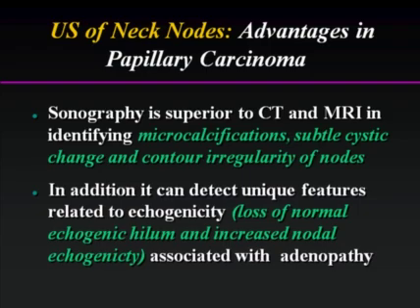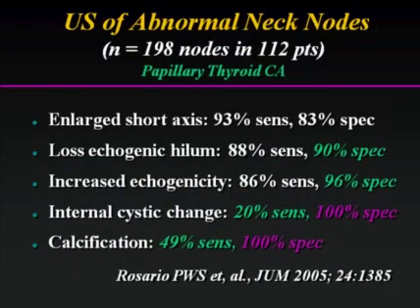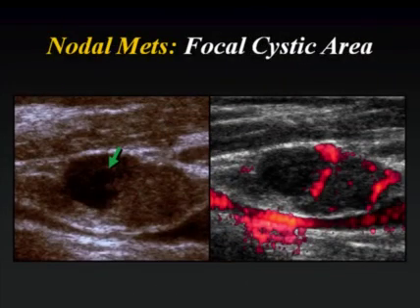ability with high-resolution transducers now to see these subtle microcalcifications, subtle areas of cystic change, and contour irregularity. And in addition to the features we've already mentioned, such as loss of the normal echogenic hilum and increased nodal echogenicity, these are very specific features. And when we look at the data on this, it's quite impressive. Here's an example of 198 nodes in 112 patients, published in JUM by Rosario et al. And look at these specificities. If there's internal cystic change, 100% specificity. Calcification, again, 100% specificity. So really a very specific technique for evaluation of cervical lymphadenopathy.